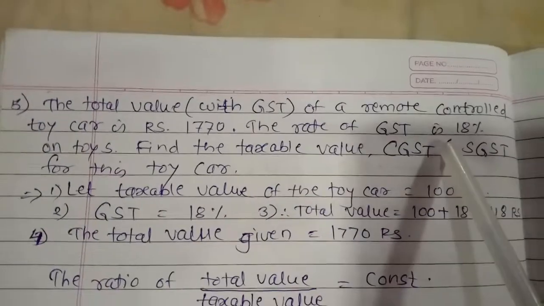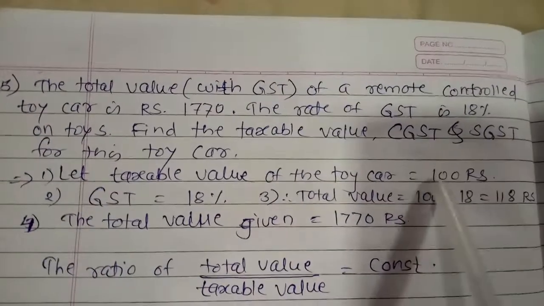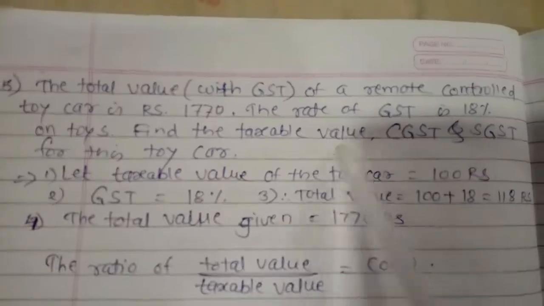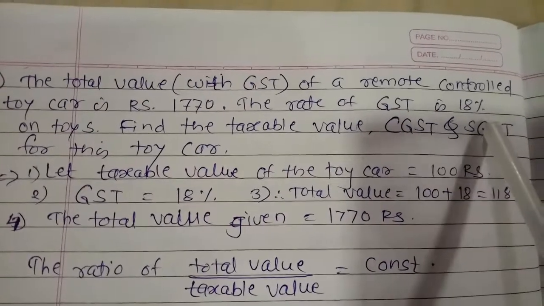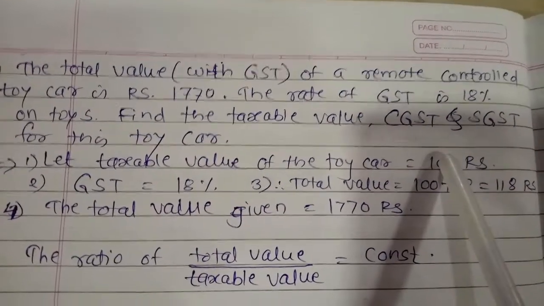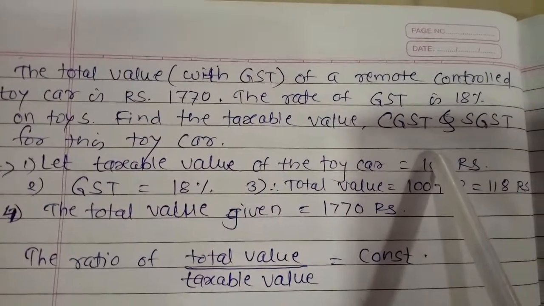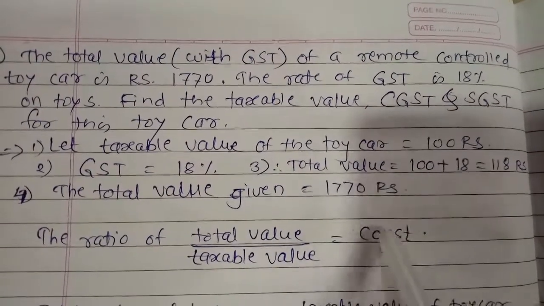Now the fifth example. The total value with GST of a remote control toy car is rupees 1770. The rate of GST is 18% on toys. Then find the taxable value, that is CGST and SGST for this toy car.